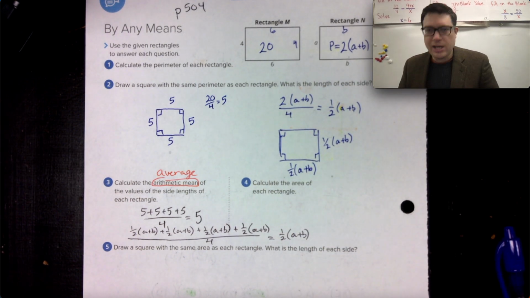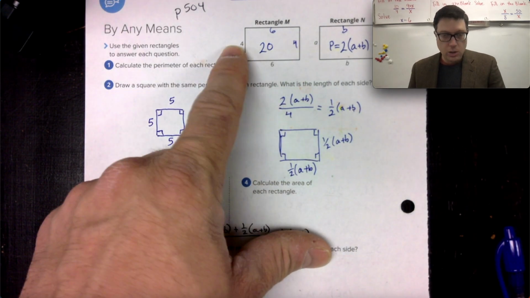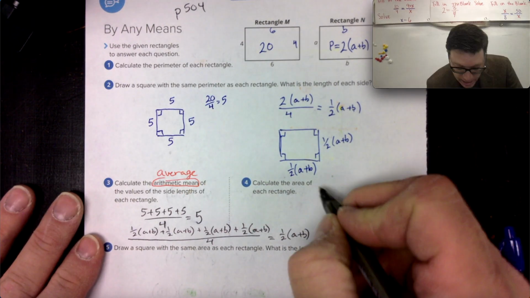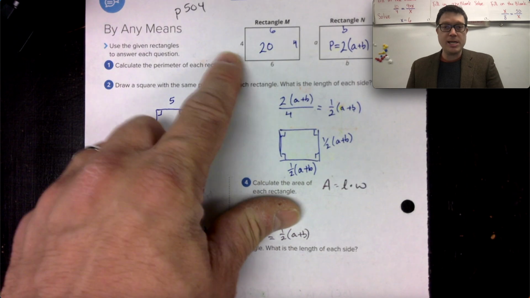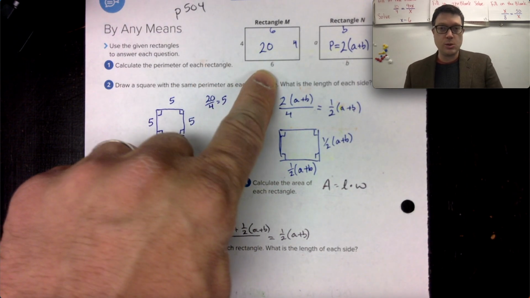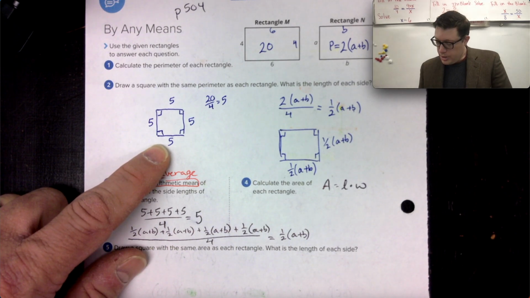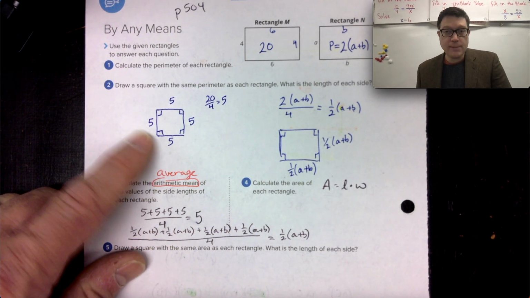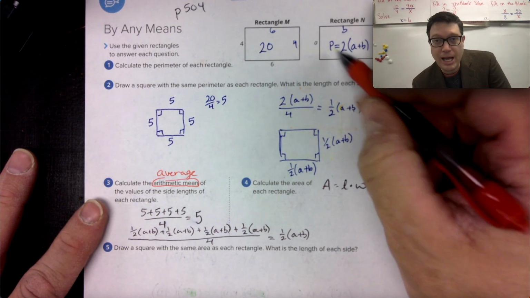Then calculate the area of each rectangle. So this rectangle, the area formula is length times width. So in this rectangle, the area would be 4 times 6, which is 24. In this rectangle, the area would be 5 times 5, which is 25. In this rectangle, the area would be A times B.